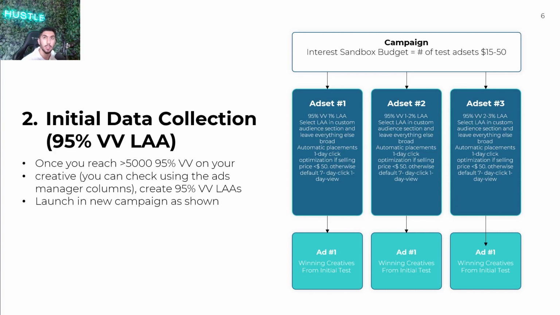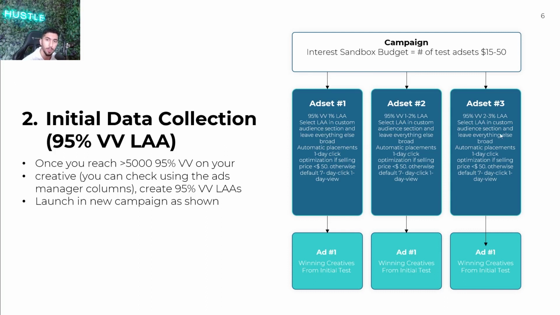CBOs usually optimize after 2 to 3 days. So after the first day, if you don't see good results, please don't panic, just let it run. Facebook will optimize. So the first ad set will be 1% lookalikes, right? In the custom audience section, leave everything else blank. Automatic placement, 1-day click optimization if the selling price is more than $50, otherwise leave it. And the creative will be your best creative or creatives that you have, right?